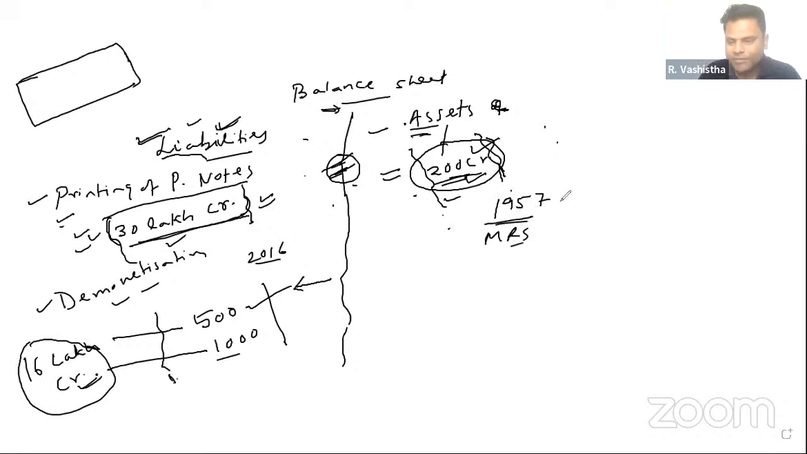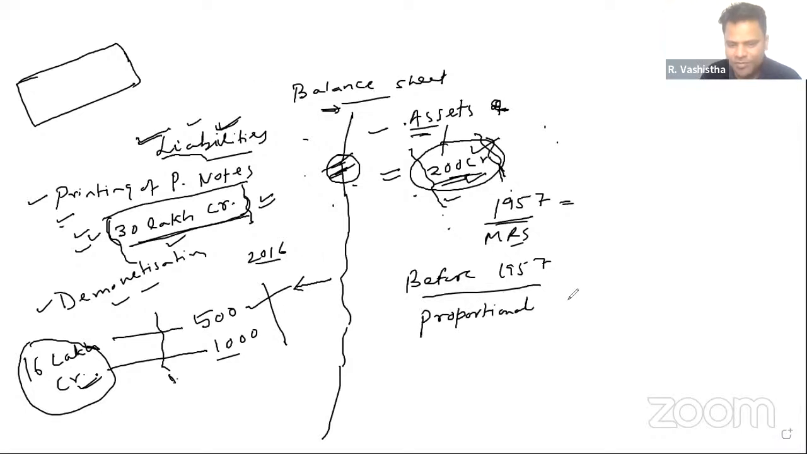Minimum reserve system came into force in 1957, but even before that, the Reserve Bank of India used to print currency. So the question is, before 1957, what was the system by which RBI used to print paper notes? Before 1957, the system by which RBI used to print currency is called proportionate reserve system. Today we have the minimum reserve system.